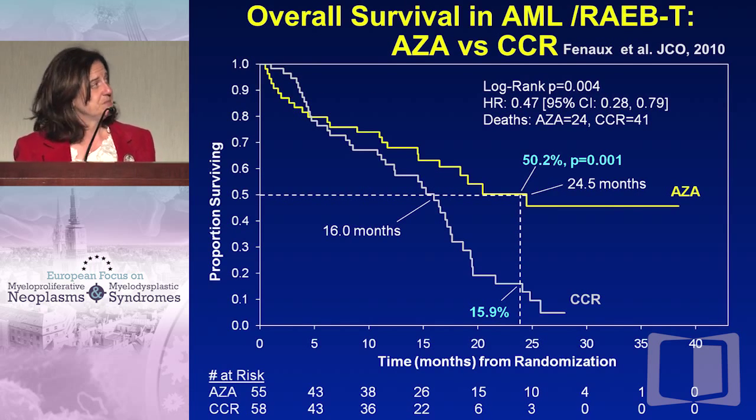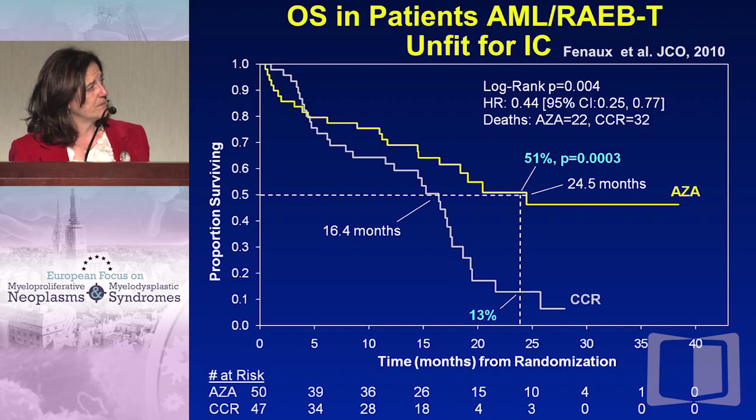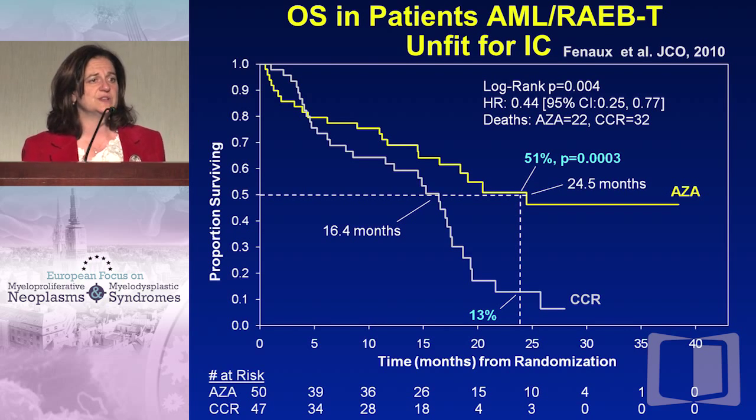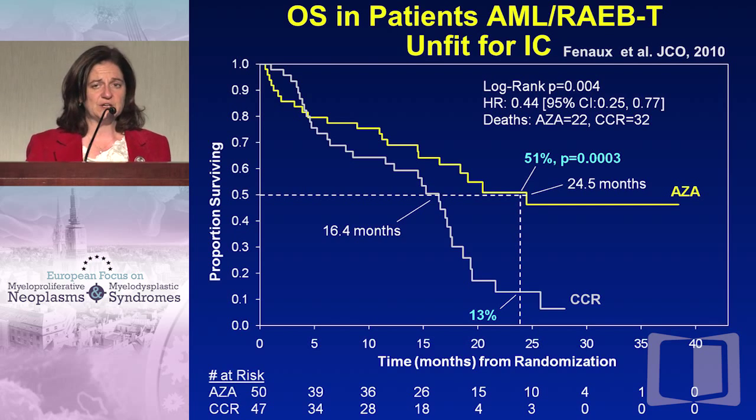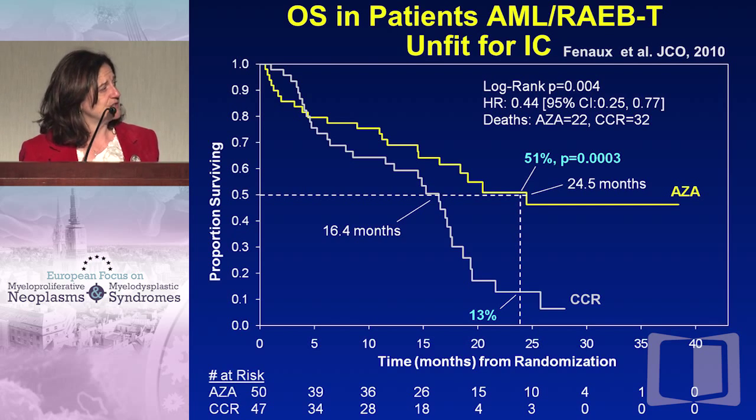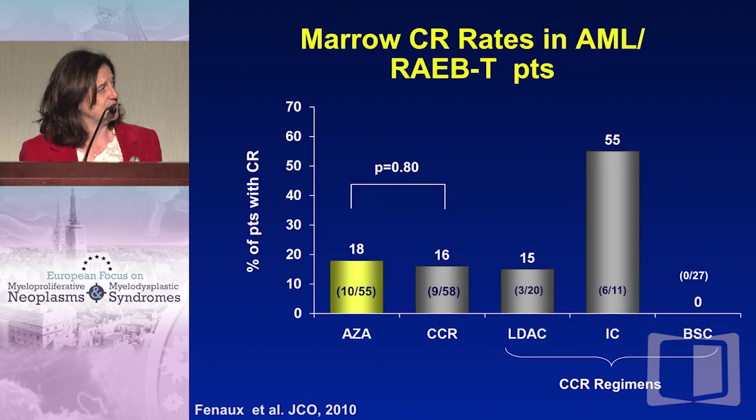Do they respond? Well, these are all the patients that we extracted from the AZA-001, and you see that these patients with a higher number of blasts still respond with 50% survival at 2 years. And if you take the worst patients, the ones that you would not treat with intensive chemo because they are unfit, they still have a significant advantage from treatment with azacitidine. So we should not exclude patients that we judge unfit, with leukemia, from treatment.